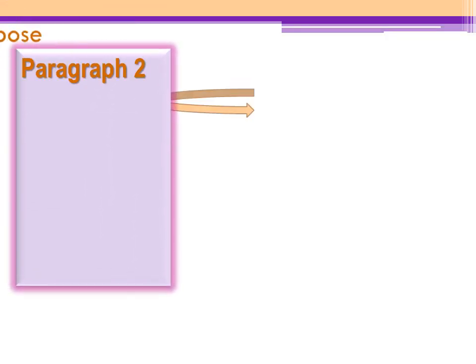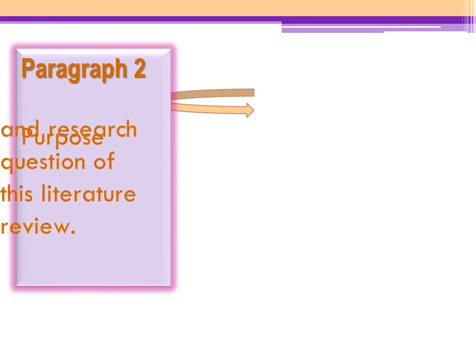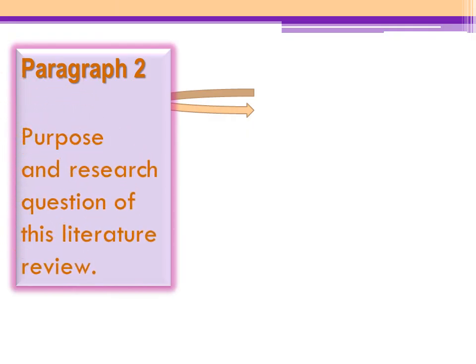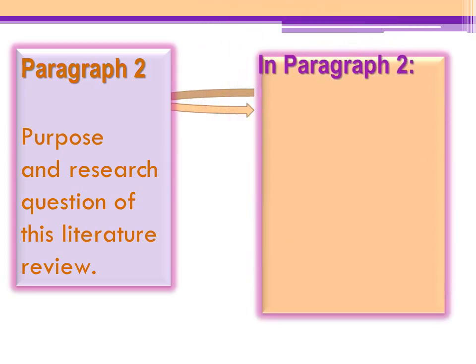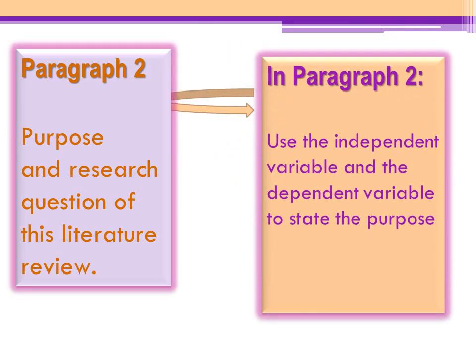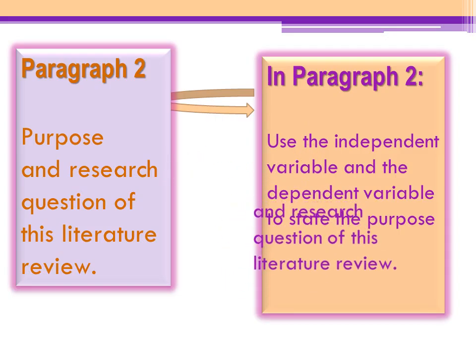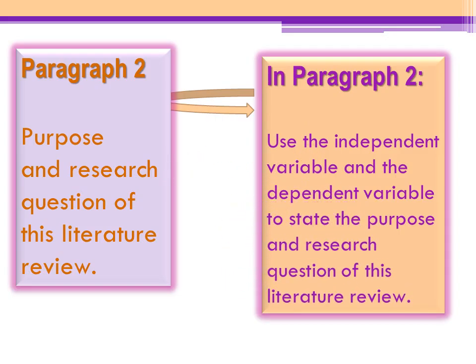Remember in paragraph 2, you should mention purpose and research question of the literature review you're working on. In order to do that, you'll be using the independent variable and the dependent variable to state the purpose and research question of your literature review.